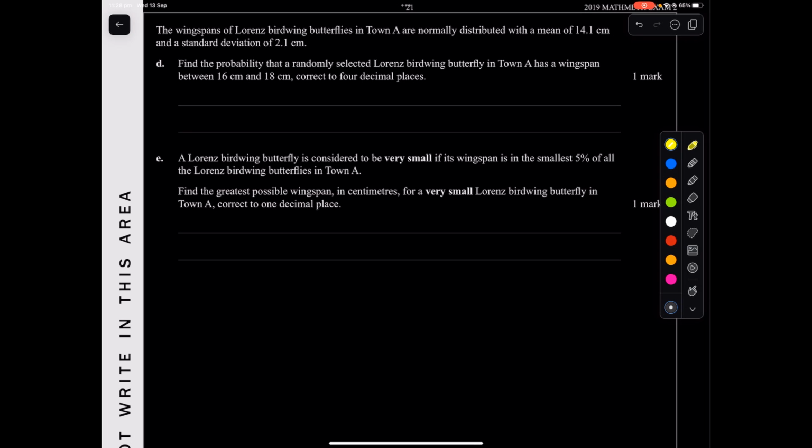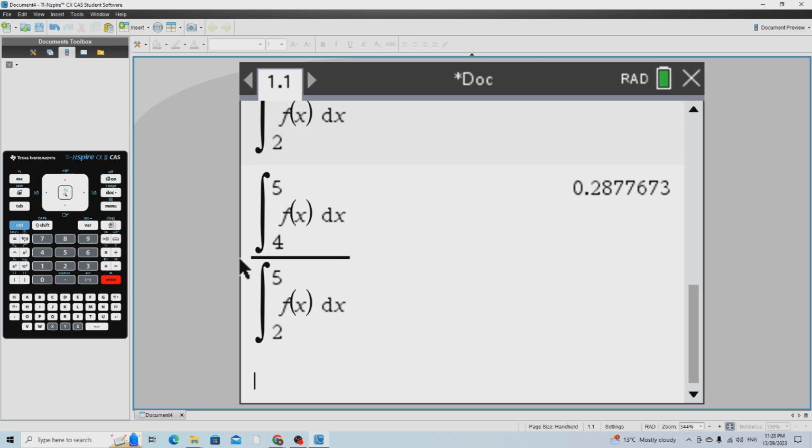The wingspans of Lawrence bird-wing butterflies in town A are normally distributed with a given mean and a given standard deviation. Find the probability that a randomly selected Lawrence bird-wing butterfly in town A has a wingspan between the two given values, correct to 4 decimal places.